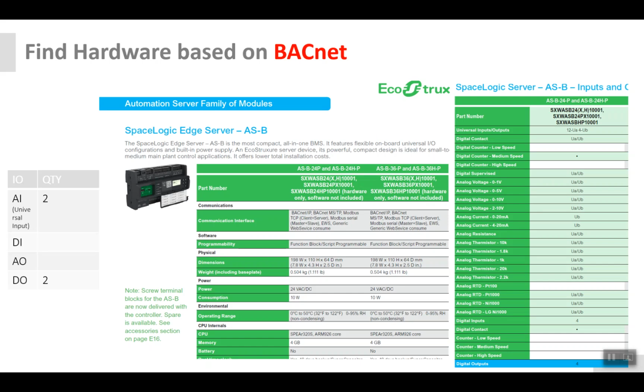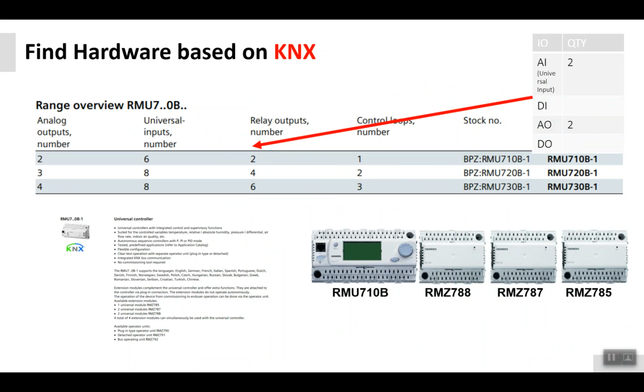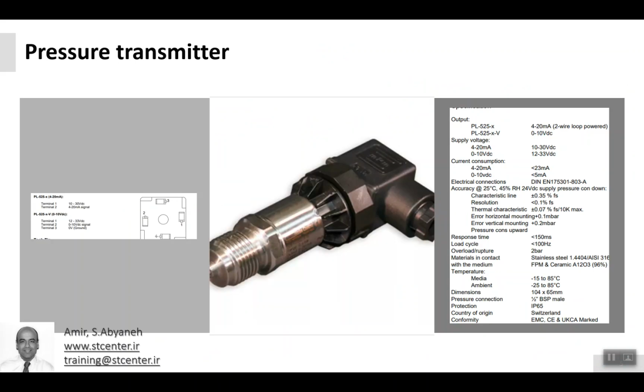According to that, you can consider the I/O table in a BACnet controller or mechanics controller. Based on that, we need the primary controller plus an I/O card. Use it in BMS hardware, in BACnet or mechanics.